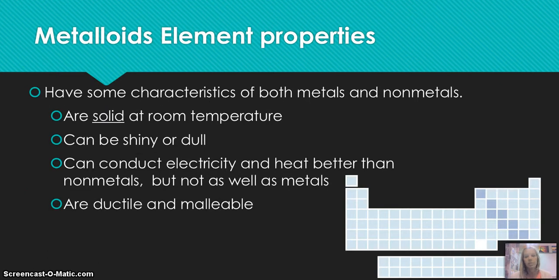Lastly, we're going to move on to metalloids. In the bottom diagram, they are the dark blue area line, not including aluminum. Metalloids are called metalloids because they have some characteristics of both metals and nonmetals. So many metalloids are solid at room temperature. They could be shiny or they could be dull. So shiny like a metal, or they could be dull like a nonmetal.